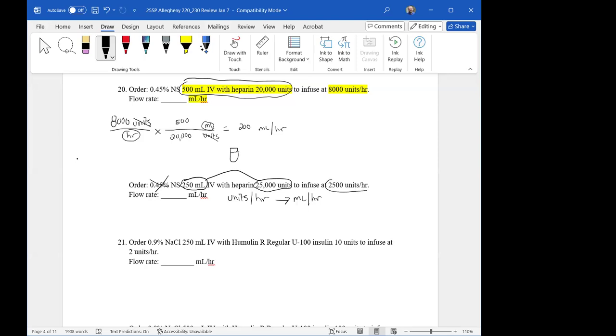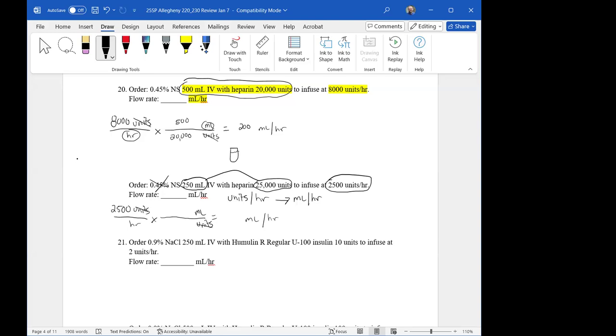The other thing is it gives us our 2,500 units per hour. So that's actually what I'm going to start with. So I'm going to write out my 2,500 units per hour. And what I want to do is see if I can convert units per hour to milliliters per hour. And I think I can. And what's going to allow me to do that is I need to get rid of units, okay, and then convert it to milliliters. So if I can find a conversion factor to do that, or look at my available, then I should be able to do that. So what's my available? My available is this 250 ml IV with heparin in it.